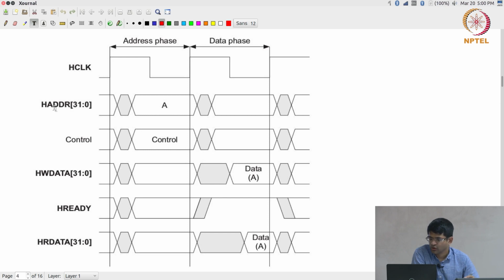What are the components that are involved over here? The signals that we are interested in, apart from the clock, of course, one is the address, then comes some control which we are leaving blank at the moment. Then there are these other signals, the HWDATA, the HREADY and the HRDATA. The control presumably takes care of things like whether you are trying to read or write, etc. I am indicating a transaction where there is both HWDATA as well as HRDATA.